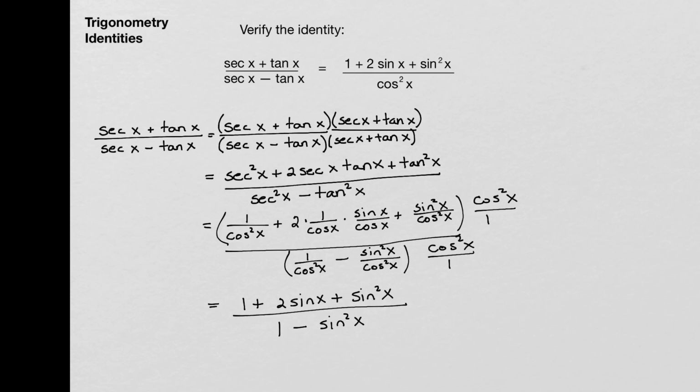And 1 minus sine squared x is going to give me cosine squared x. And that's exactly what we were looking for. I made it just in time. I was running out of screen. And so there you go.